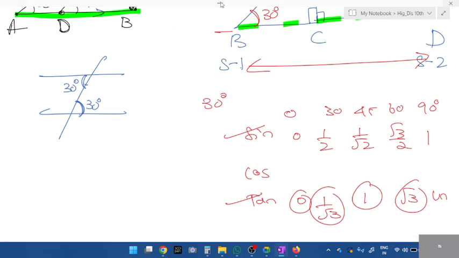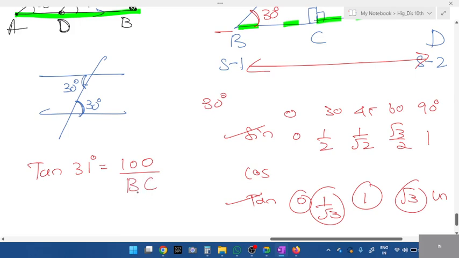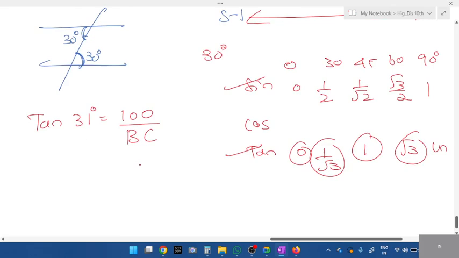Sometimes you'll have it like this, students. Tan 31 degrees is equal to 100 divided by BC. You have to find the value of BC. Okay, we need to find the value of BC. Let me check tan 31 degrees.